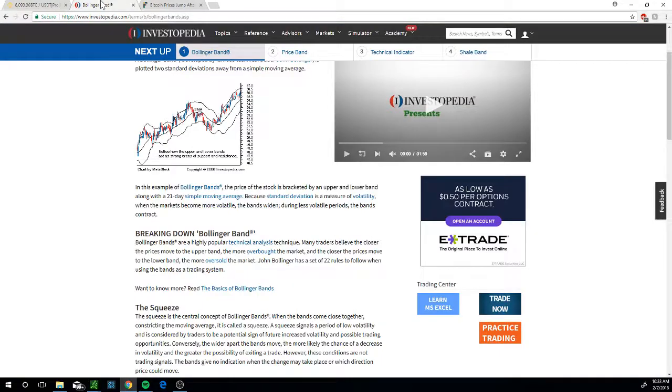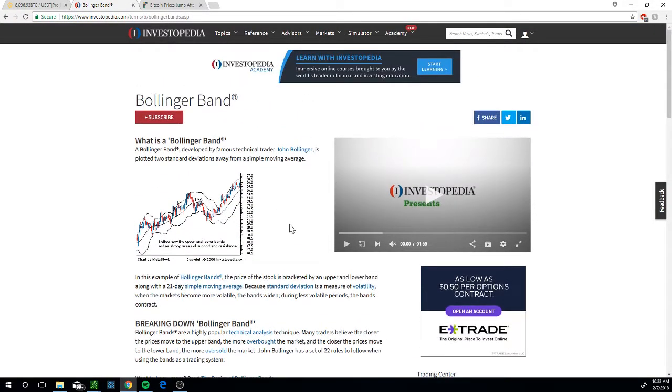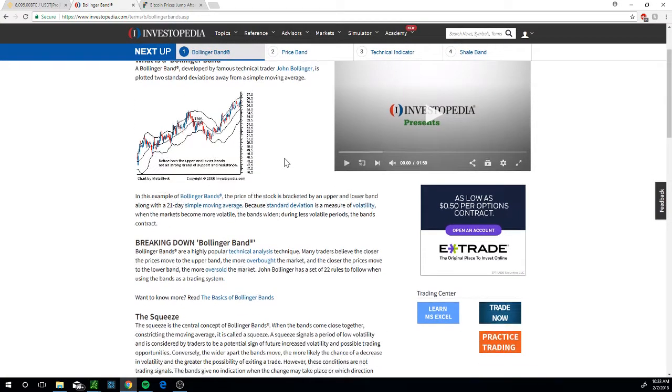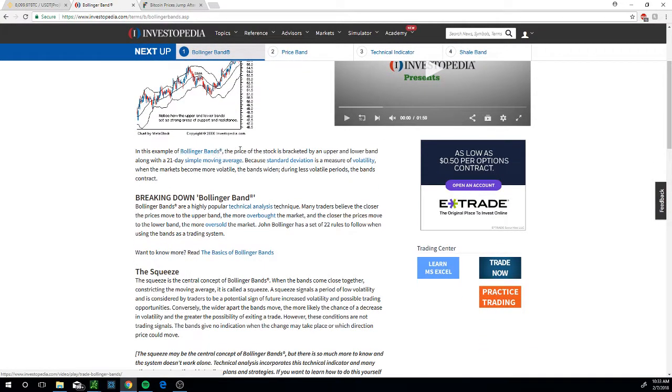So let's go to investopedia.com. This is going to explain what a Bollinger Band is. A Bollinger Band, developed by famous technical trader John Bollinger, is plotted 2 standard deviations away from a SMA, a simple moving average. In this example of Bollinger Bands, the price of the stock is bracketed by an upper and lower band along with the 21-day simple moving average. Because standard deviation is a measure of volatility, when the markets become more volatile, the bands widen. During less volatile periods, the bands contract.